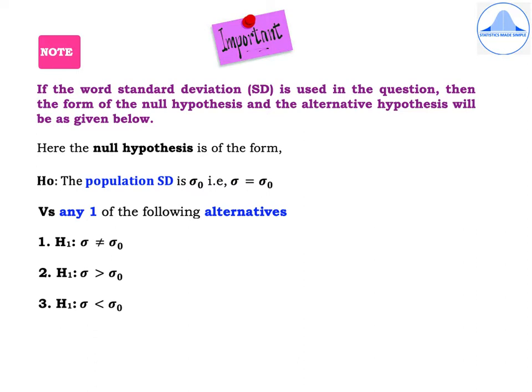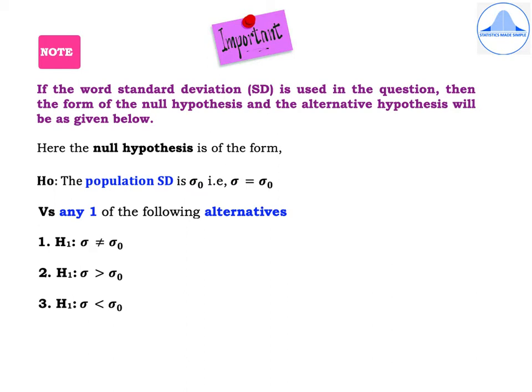Important note: if the word standard deviation is used in the question, then the form of the null hypothesis and the alternative hypothesis will be as given below. Here, the null hypothesis is of the form H naught: the population standard deviation is sigma naught. That is, we know that the population standard deviation is denoted by sigma. That means sigma is equal to sigma naught, versus any one of the following alternatives.